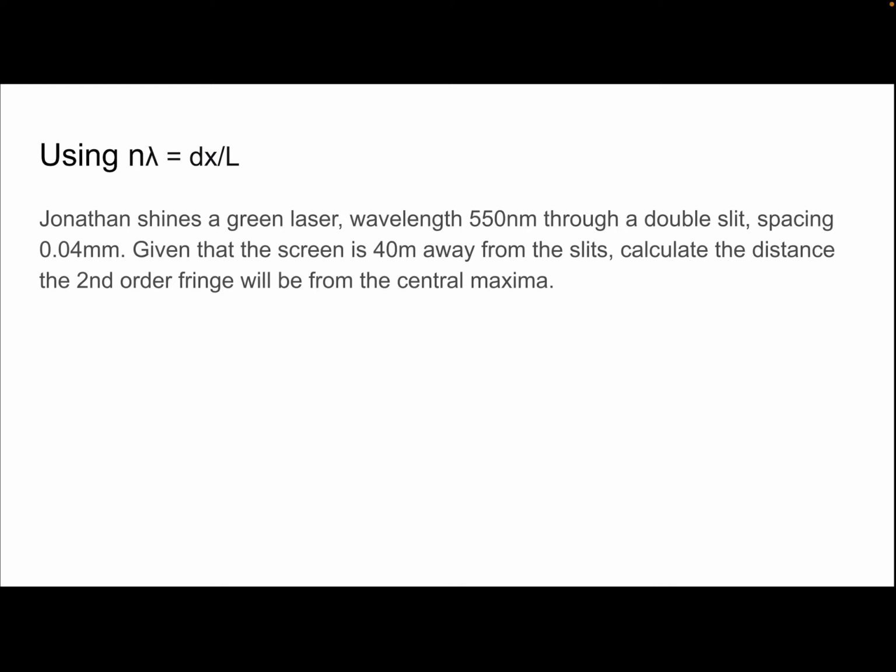So given that the screen is 40 meters away from the slits, calculate the distance of the second order fringe, so that's referring to the second bright fringe. You know how we're going to have our central maxima. And our first order fringe is the first fringe from that central maxima, and our second order fringe will be the second bright fringe from the central maxima. So we just want to calculate the distance from the central maxima to the second order fringe. In this case, I'll just have a demonstration of what it will look like. So we're going to have our second order fringe a distance x away from our central maxima, and that's going to be a distance L away from our point sources, and that's going to cause a deflection, which we'll call angle theta.